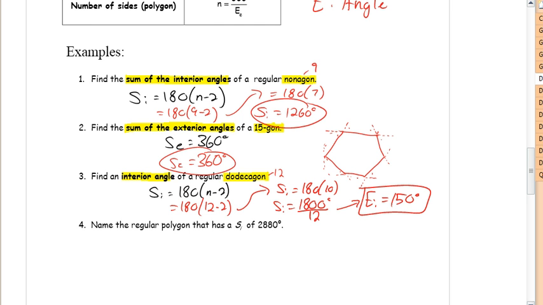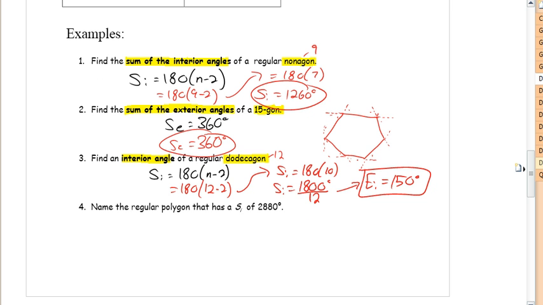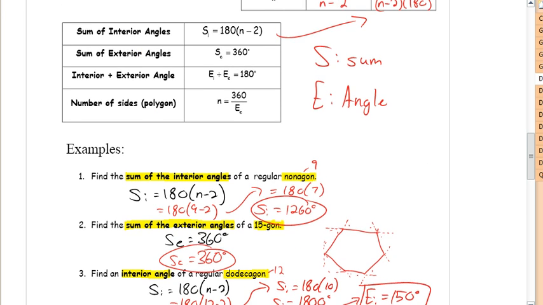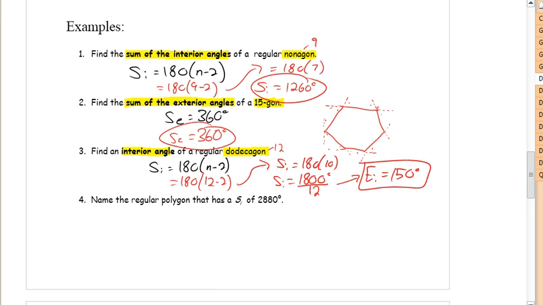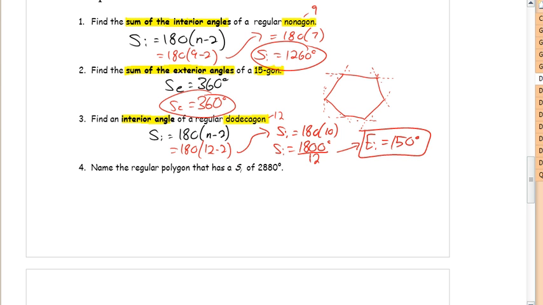Okay? We'll do one more here, and then I'm going to spend some time tomorrow in class doing a couple of these. Maybe I'll have you guys work ahead too. Name the regular polygon that has a SI, so let's see if we have that. SI is right up at the top, of 2,880 degrees. So again, highlighting your important information, we want to name the polygon that has a SI of 2,880. Okay, so we're going to use that formula. SI equals 180 times n minus 2. Always use the formula that you have words for.